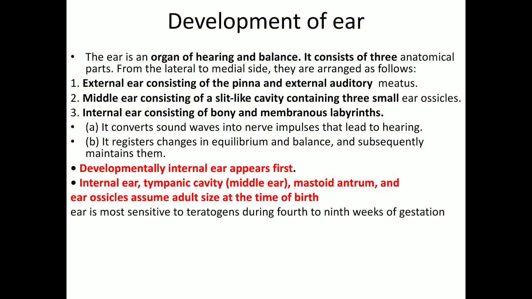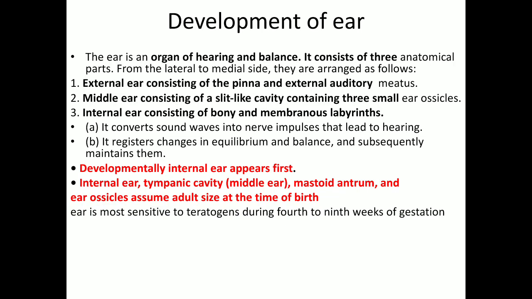And the internal ear is made up of the bony labyrinth and the membranous labyrinth. Developmentally, the inner ear develops first, and the important structures like the mastoid antrum, internal ear, tympanic cavity and the ear ossicles assume the adult size at the time of birth.